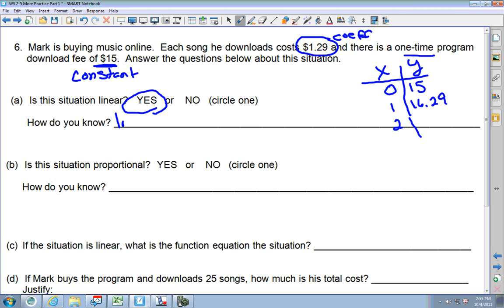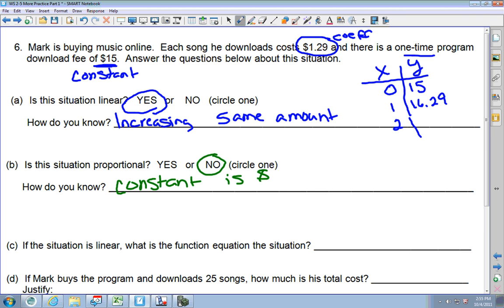In this situation, yes, it is linear, because I am increasing by the same amount every time. Is it proportional? No, it is not proportional. How do I know? Because the constant is $15.